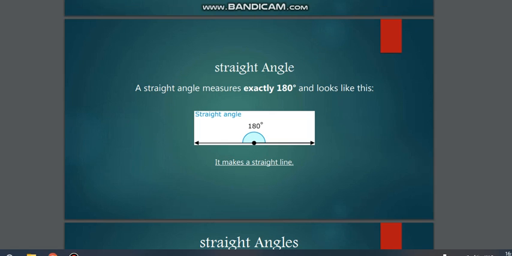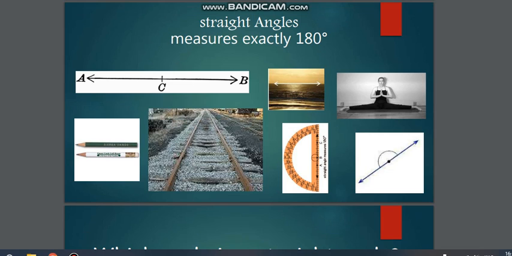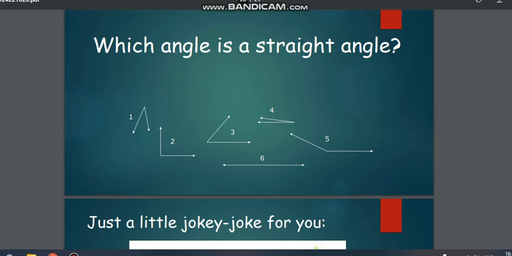You can see clearly that picture number 5 is an obtuse angle. The straight angle is an important one, and it measures exactly 180 degrees, and it looks like this. It's like a straight line. It is a straight line or a straight angle. Many more examples of a straight line or straight angle: everything that looks like a straight line, our pens, our rulers. Picture number 6 is a straight angle.